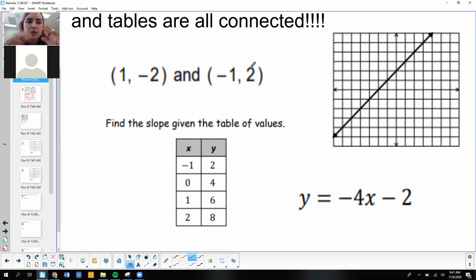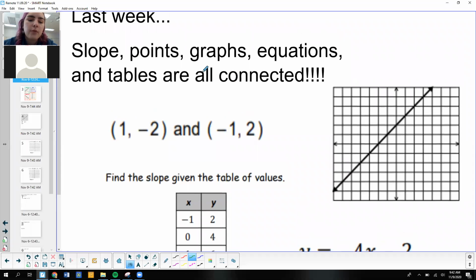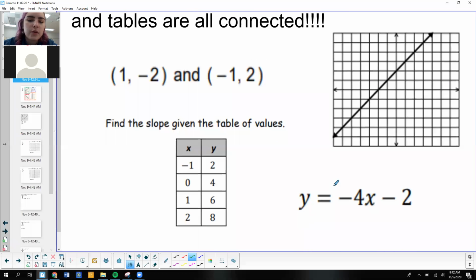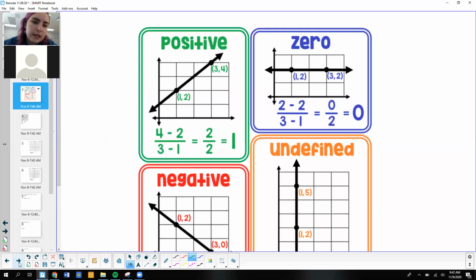So make sure that you're making these connections, that you can use one skill to solve something else. We're learning a lot of different skills here, so just make sure that one takeaway is that these are all connected. Tables, equations, points, graphs, everything's all connected. So we're going to do a little bit of review of what we did last week.